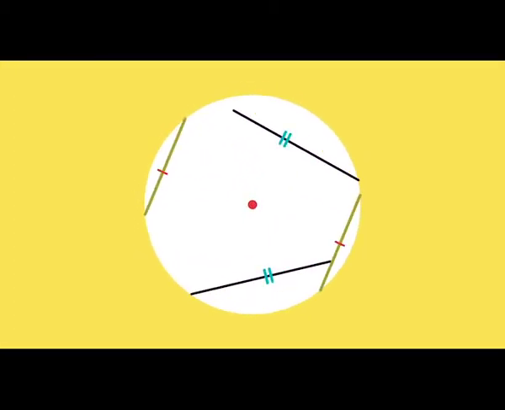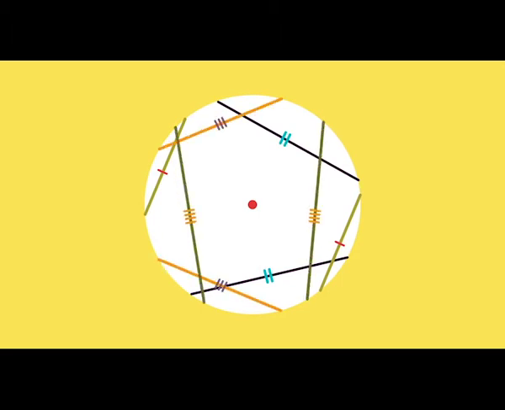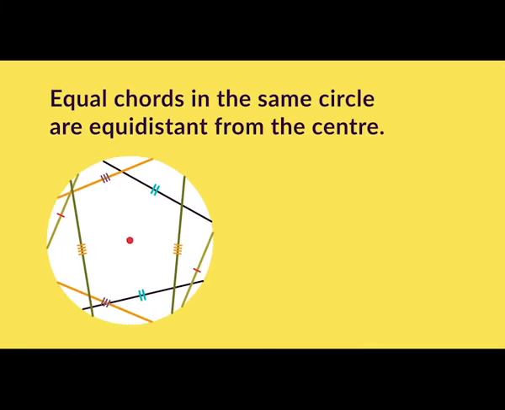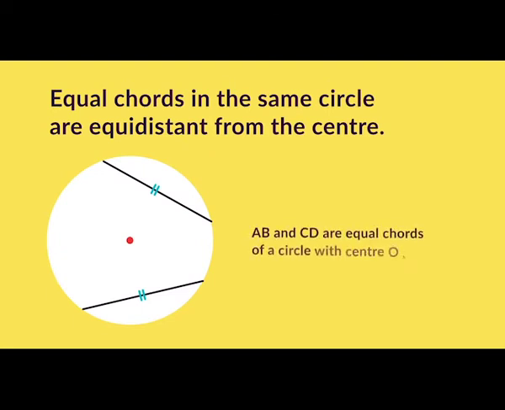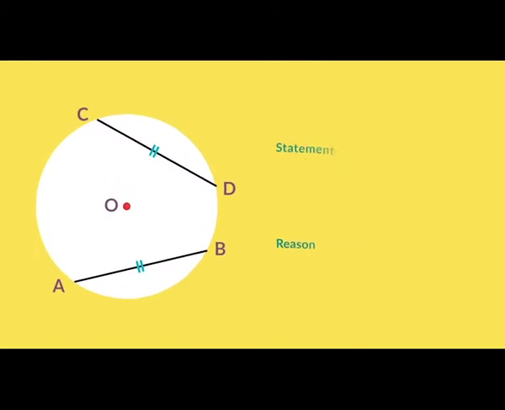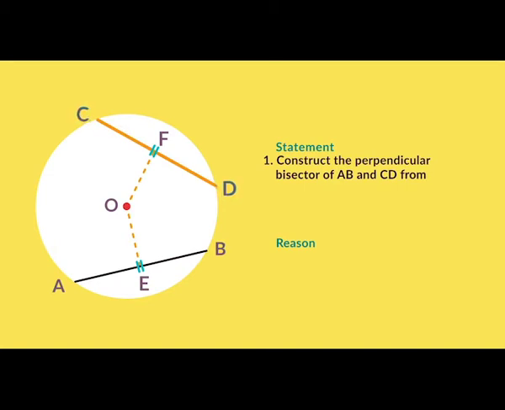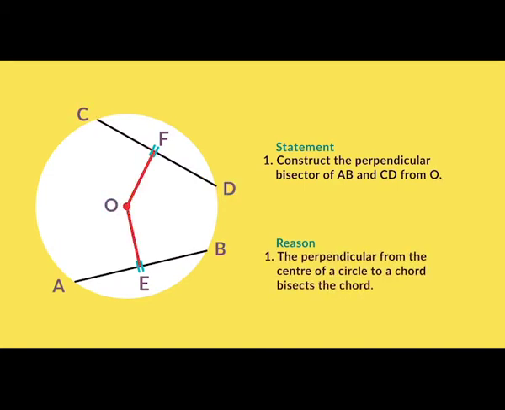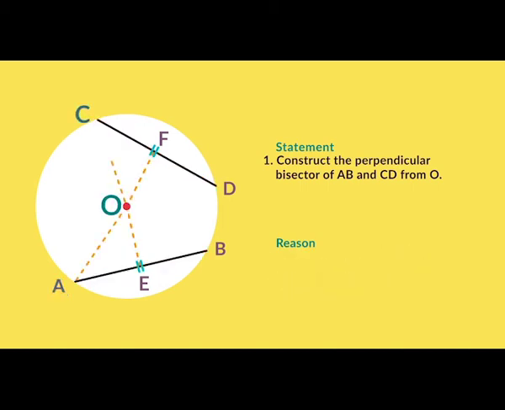Equal chords of a circle are equidistant from the center of the circle. We'll prove this given a circle with center O and 2 equal chords AB and CD. We start by constructing the perpendicular bisector of AB and CD from the point O, applying the theorem that a perpendicular drawn from the center of a circle to a chord bisects the chord. Then join OA and OC, the radii.